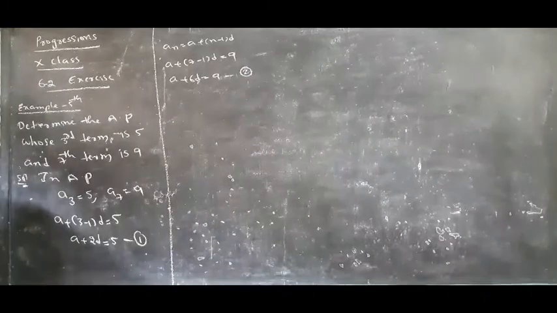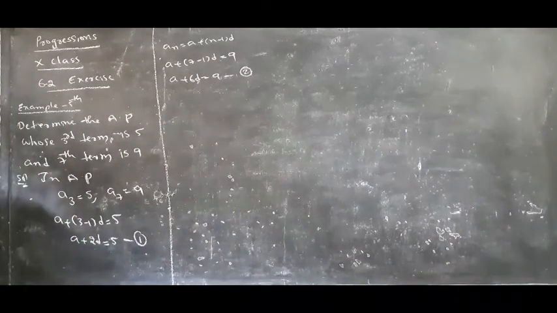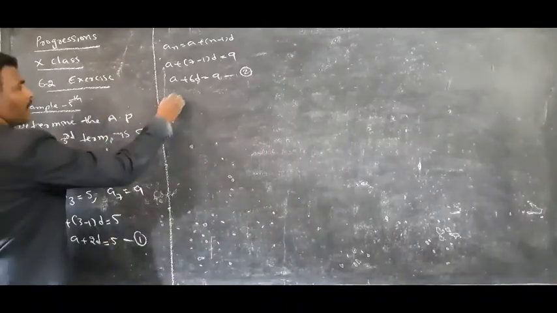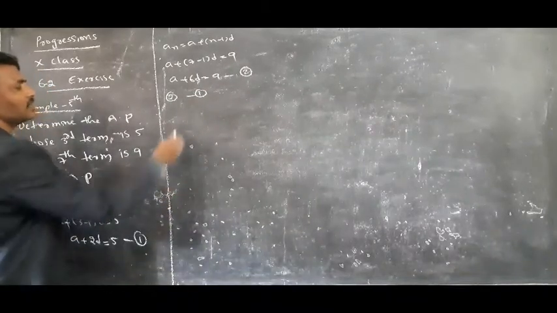This is the second equation. What is the first equation? A plus 2D is equal to 5. And what about the second equation? A plus 6D is equal to 9. So I am subtracting the two equations: second equation minus first equation.